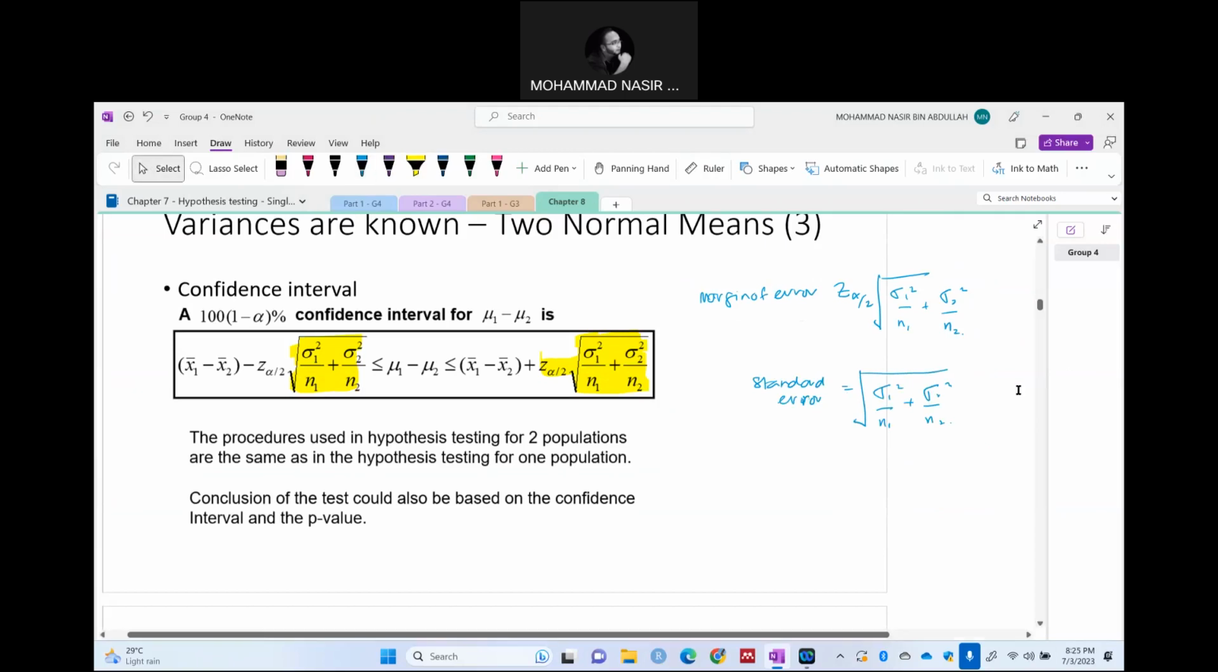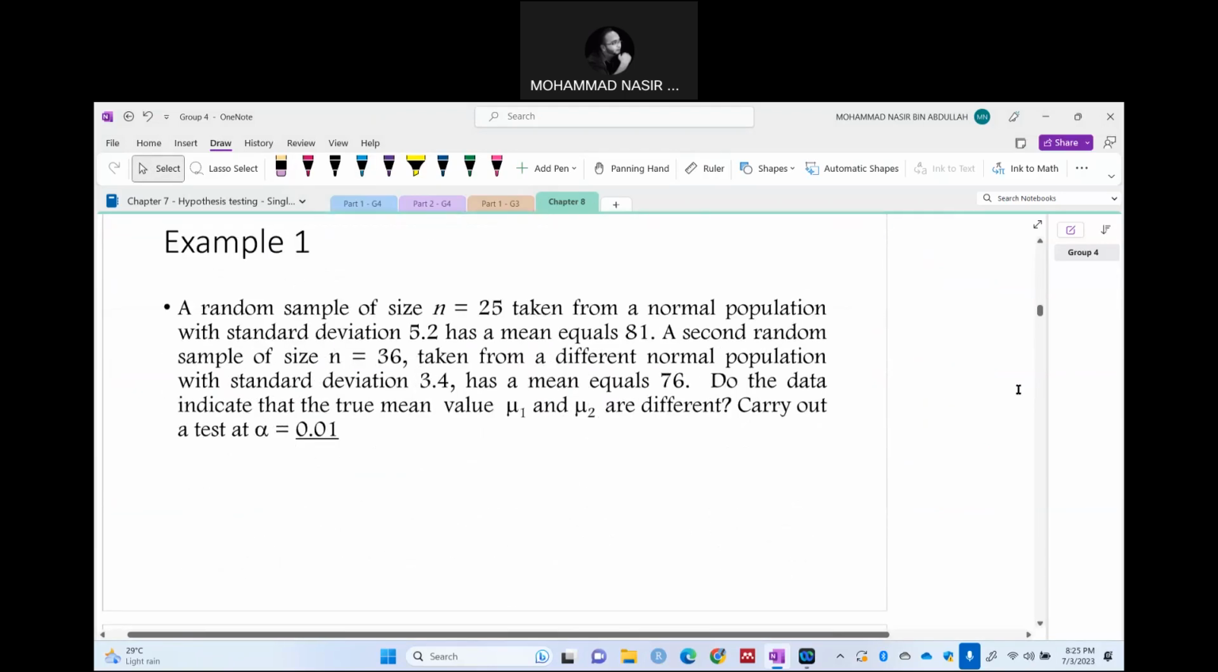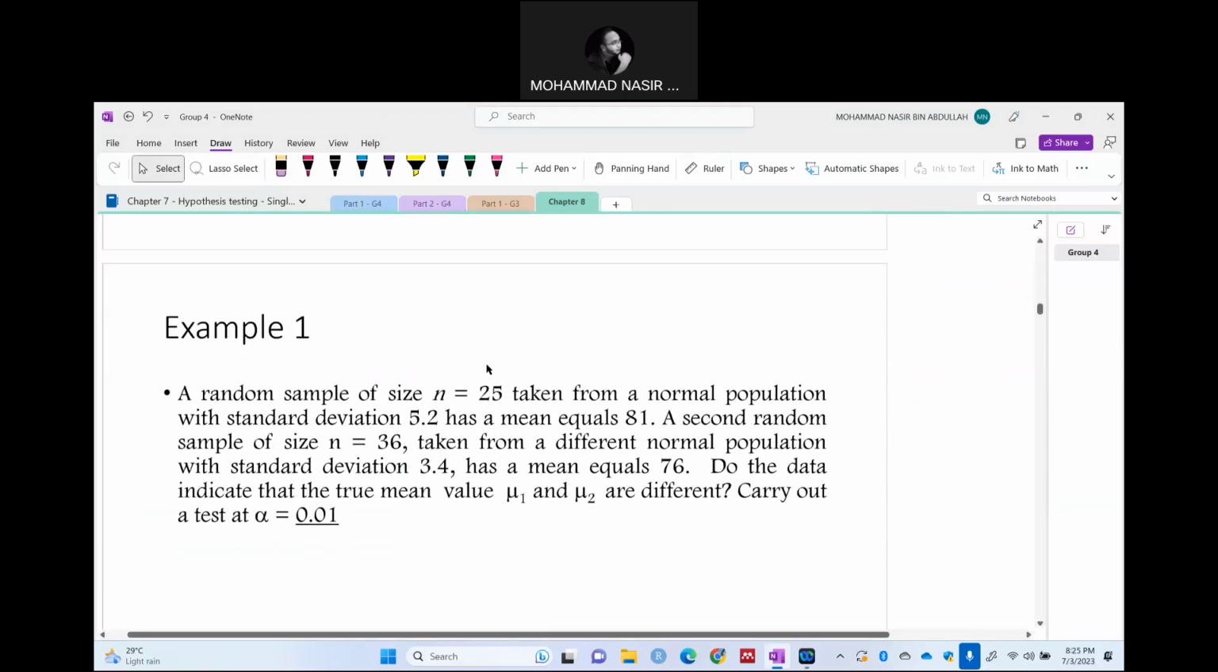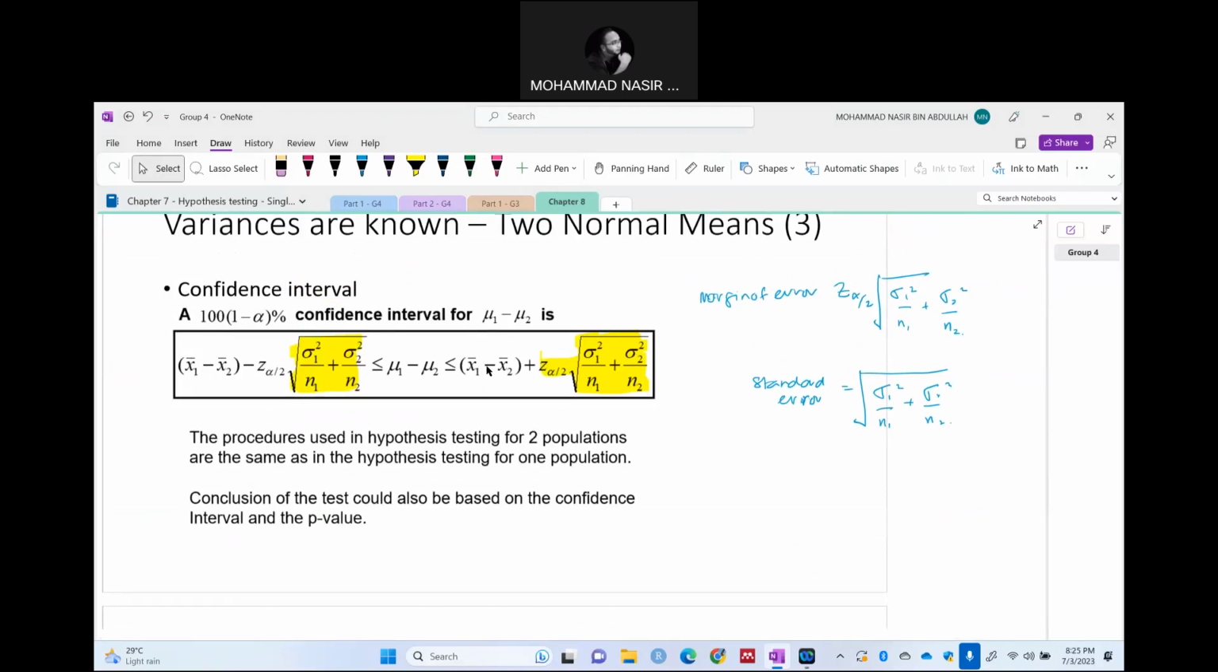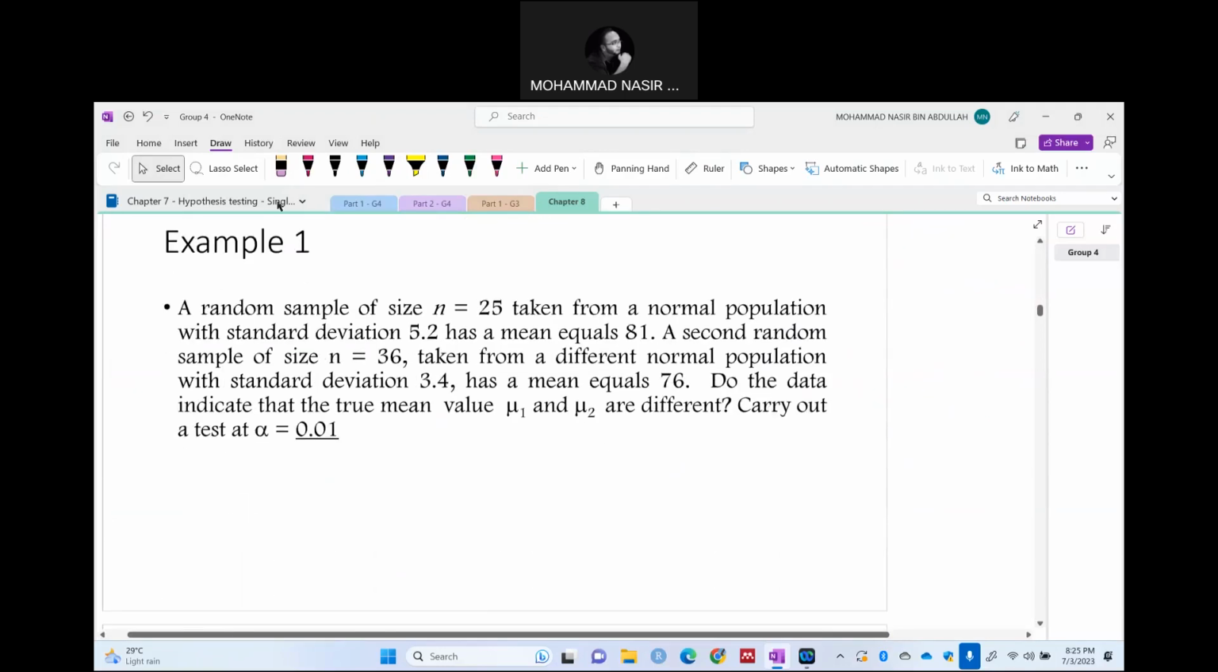Right? So look at example number 1. Done? Belum? So far, do you have any question? No question? Bagus, cepat faham. Right. Let's look at example number 1.